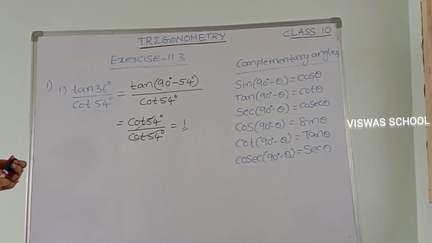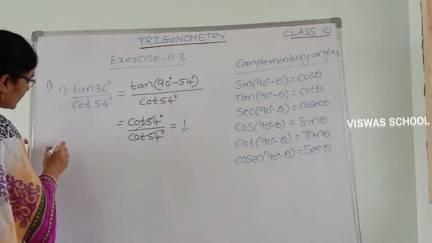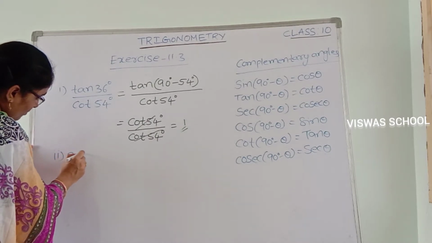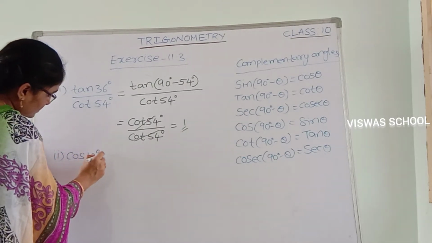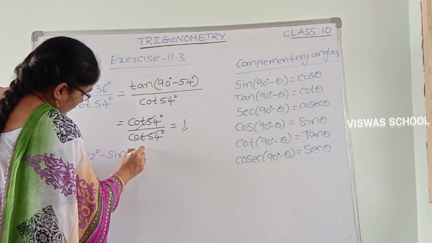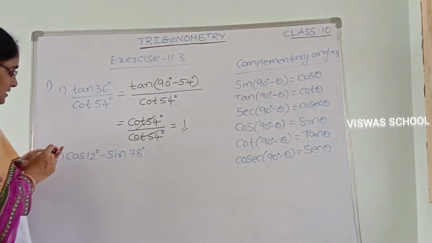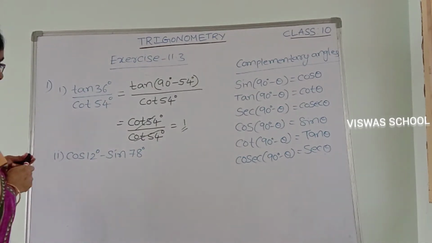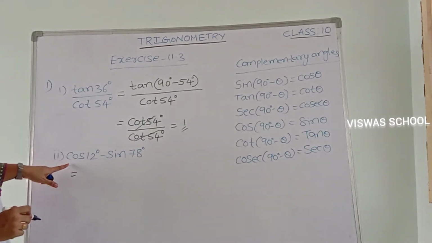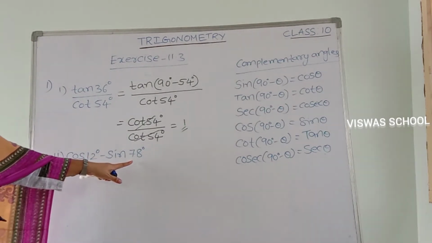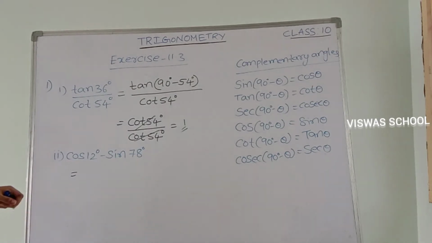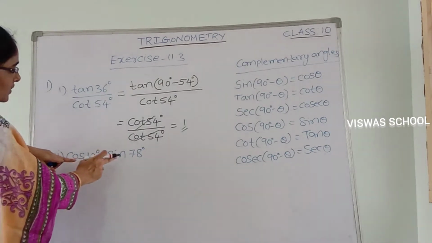And see the second problem here. The second one is cos 12 minus sin 78. Cos 12 degrees minus sin 78 degrees. Solve this. First one is cos 12 degrees, and this is sin 78 degrees. Here 12 plus 78 is equal to what? 90. Then change any one value.